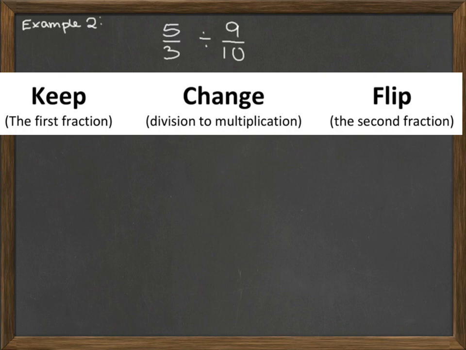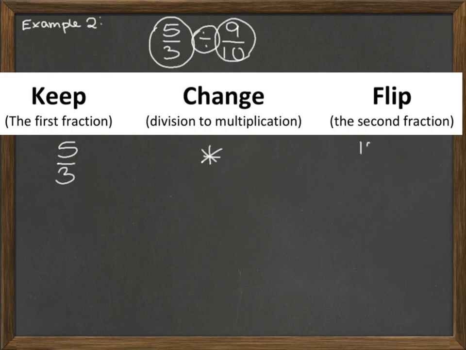Okay. Example 2. So we have 5/3 divided by 9/10. So again, keep. We're going to keep the first fraction, 5/3, just as it is. Nothing happens to him. We're changing. What are we changing? We're changing the division sign to a multiplication sign. Then what are we flipping? We're flipping the 9/10, right? We're finding its reciprocal. So it becomes 10/9. So in other words, 5/3 divided by 9/10 is mathematically equivalent to the expression 5/3 times 10/9.